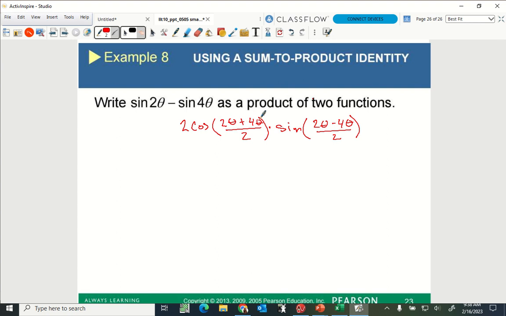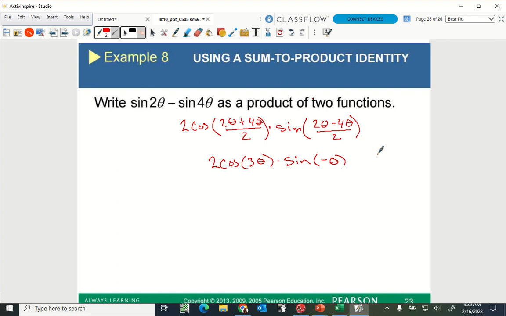So now we could combine on the inside. So 2 theta, 4 theta gives me 6 theta, divided by 2, 3 theta. So 2 cosine of 3 theta times sine of 2 minus 4, which is going to give me negative 2 divided by 2, negative 1 theta, or just negative theta. There we go.